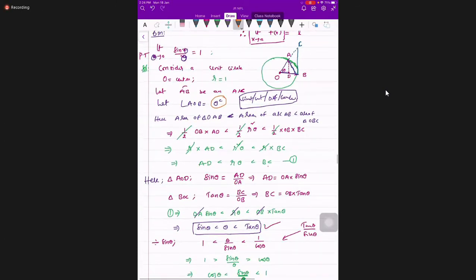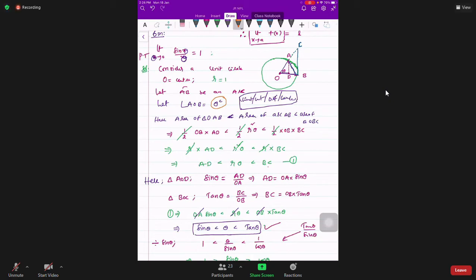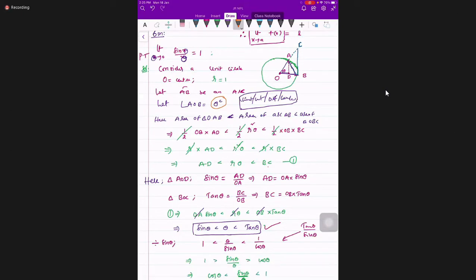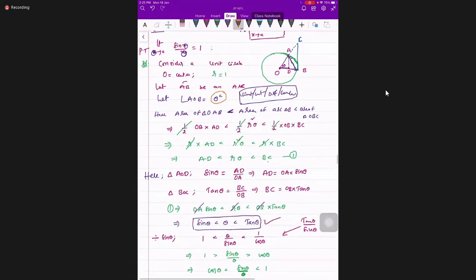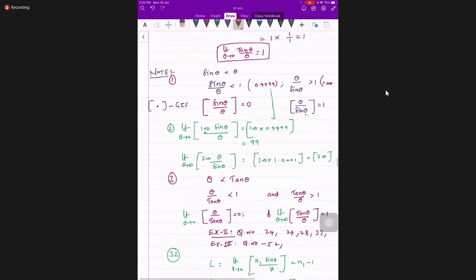This theorem also, I hope all of you understand. Any requirement of revision, you can ask. And here we got a very important relation between theta and sin theta, theta and tan theta, and sin theta and cos theta. We got a good result here. Based on that, you can apply the greatest integer function. That's what, based on that, we have done these questions, students. Is that okay?